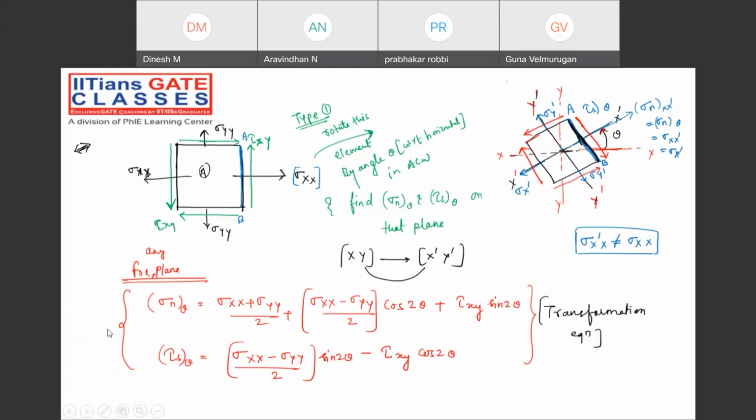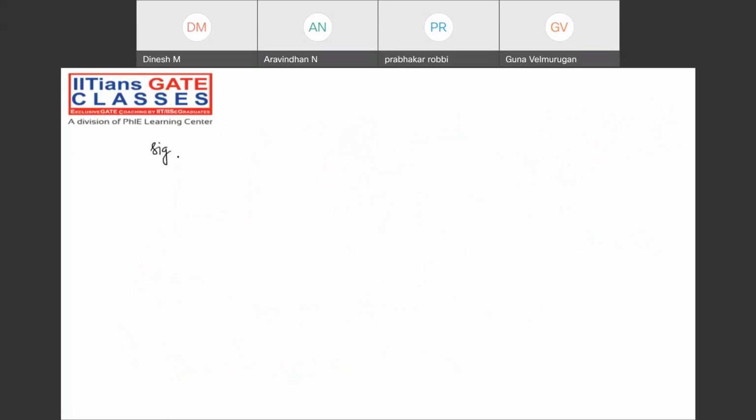Now, is all of it done? But there are some conditions, guys. What are the conditions? To use these two equations, there is a condition, that is the sign convention. Some conditions have been imposed, that is nothing but the sign convention. Note down the sign conventions. If you want to use my equations, this equation and this equation, you need to follow my sign convention.